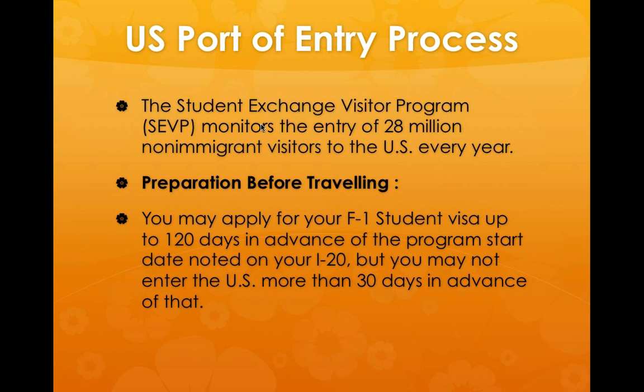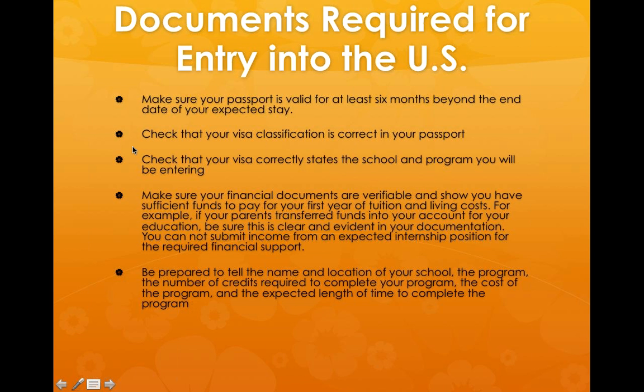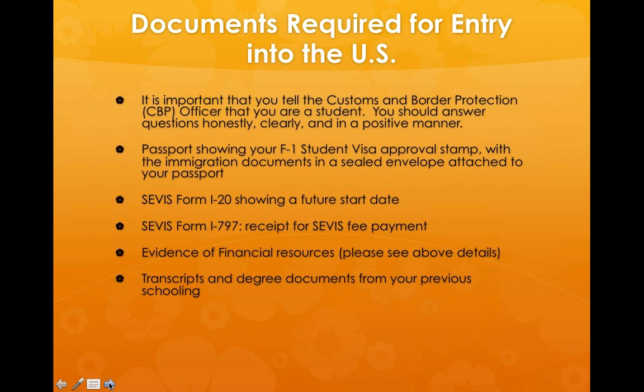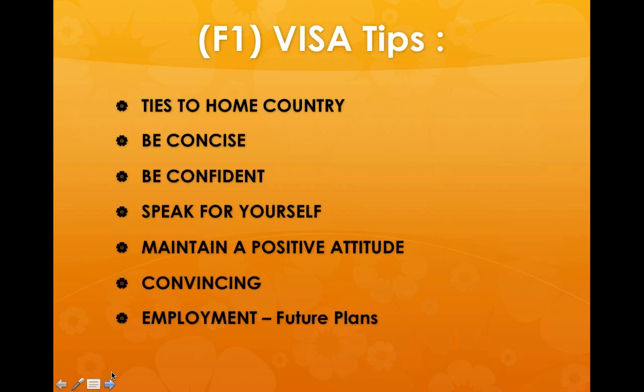So, preparing before you're traveling, you may apply for your F1 student visa up to 120 days in advance of the program start date noted on your I-20, but you may not enter the US more than 30 days in advance of that. So if your I-20 says your class is going to start on 1st of January 2016, then you cannot enter the US on 1st December 2015, and if you do, you will be sent back home. So these are the documents required for entry in the US. And again, I will let you know later what documents are required in the US.